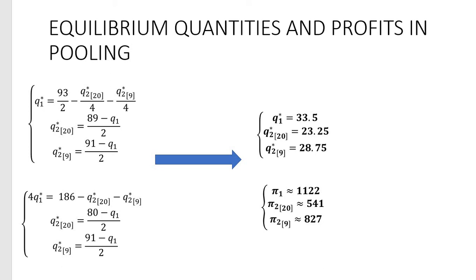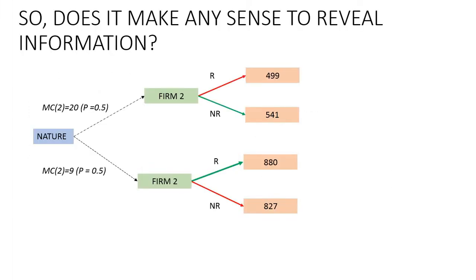So what will be the level of production and the level of profit if the first firm is unable to figure out whether marginal cost of the second firm is 9 or 20? So based on this information, we have to decide whether it makes sense or it makes no sense to reveal information about the true value of marginal cost. Okay, so this is the idea.